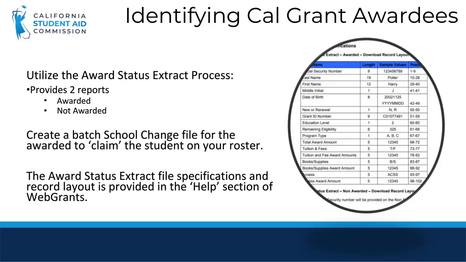Once the file has been created, the school submits the file via the Data Transfer menu in WebGrants. Once submitted, over the following weekend, WebGrants will process the file. Once processed on Monday morning, the school can access the report download feature, and they will be able to access two separate files. Those are the awarded and not awarded files. The awarded file will show all students that currently have a Cal Grant.